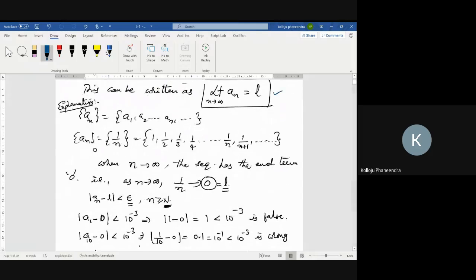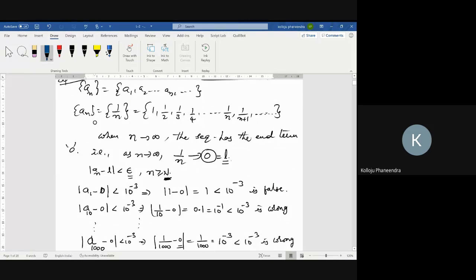And the first example, 1 over n. Obviously, if I directly apply this limit definition, you will get limit n tends to infinity 1 by n as 0. That is the value of L, finite and unique. Now, how to explain this definition? Modulus of an minus L less than epsilon. Considering 1 by 1 term, let us raise this n value from 1 onwards. A1, L value, what is that? As per the definition, I will get 0. So L equals 0, A1 minus 0, and I'm taking epsilon as 10 power minus 3. So 1 minus 0, 1 is less than 10 power minus 3 is false.